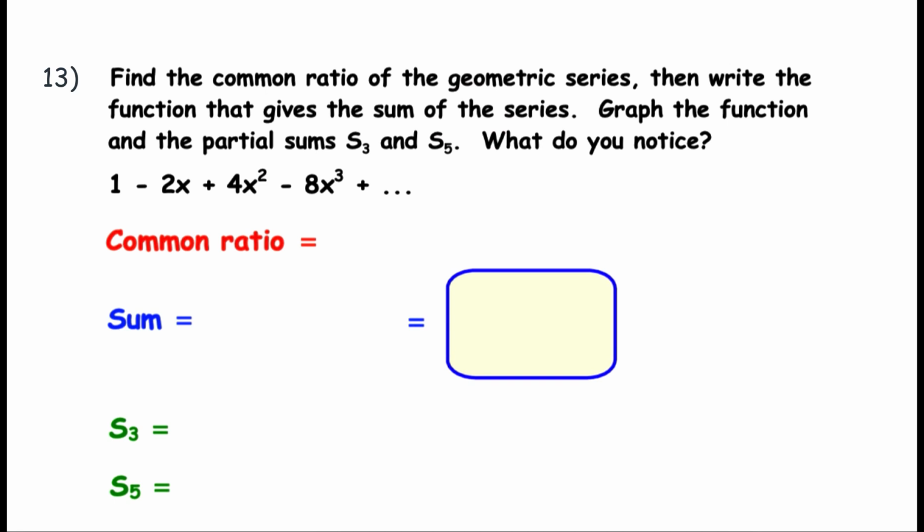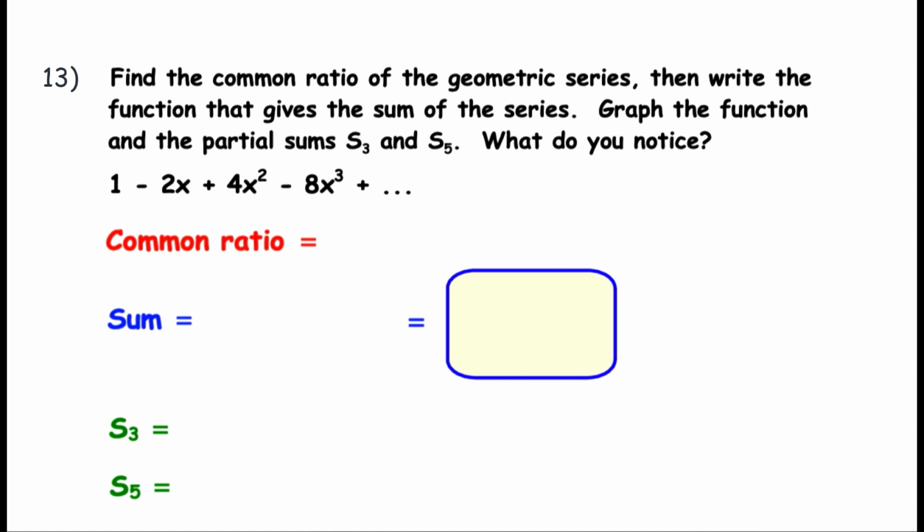Find the common ratio of the geometric series. Once we have that, write the function that gives the sum, okay? Graph the function and the partial sums S3, S5. What do you notice? Okay, well, let's take a look.